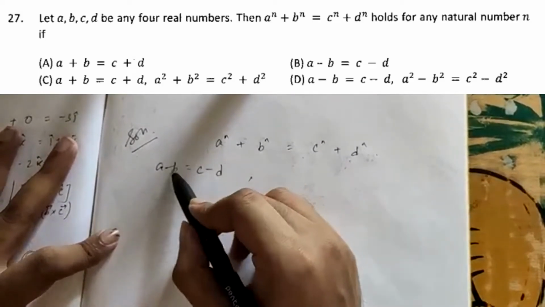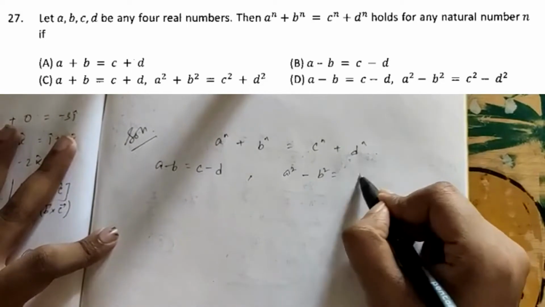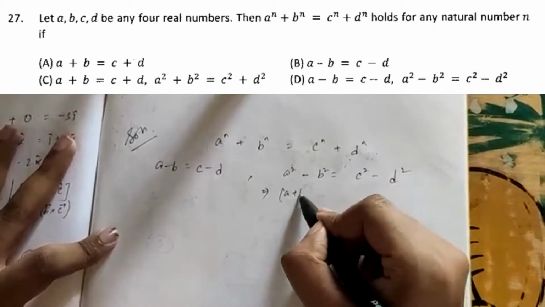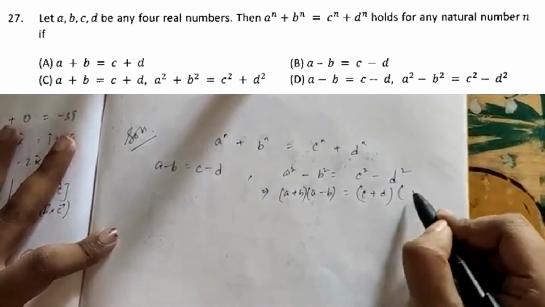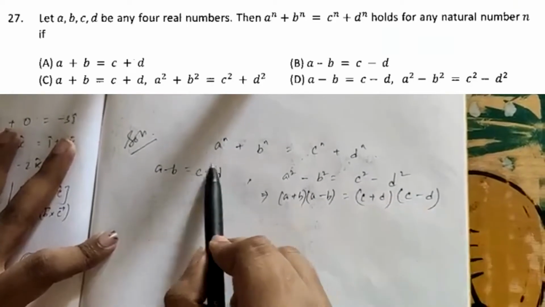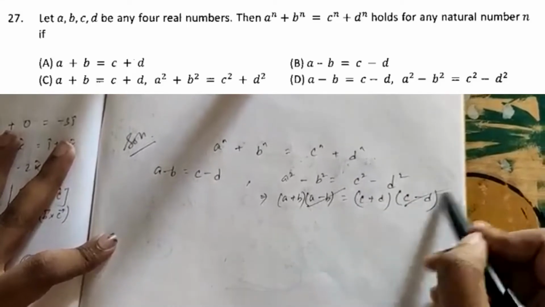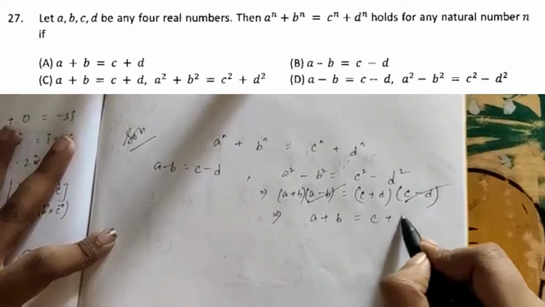So if a minus b is equal to c minus d and a square minus b square is equal to c square minus d square, we can write it as a plus b into a minus b is equal to c plus d into c minus d. Here it is given that a minus b is equal to c minus d, so we can cancel it from both sides. So it's coming as a plus b is equal to c plus d.